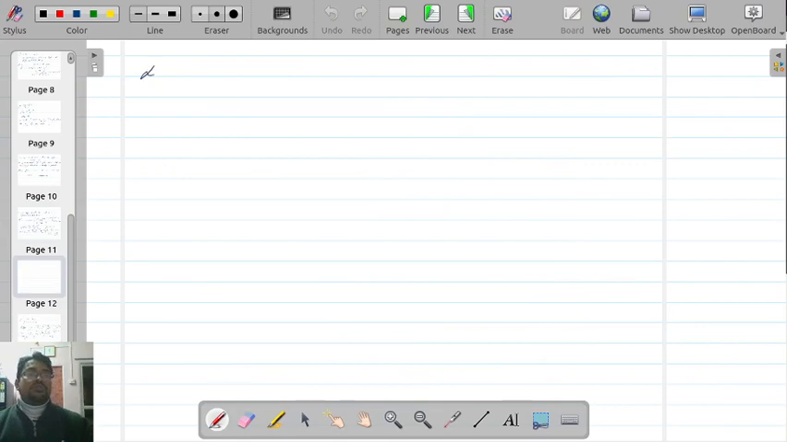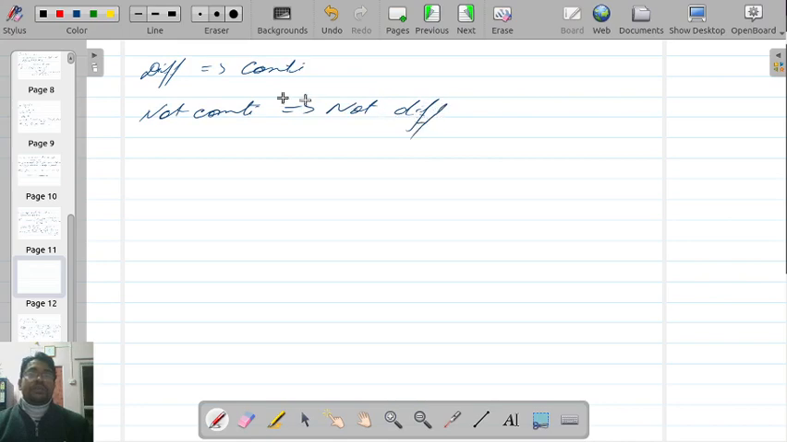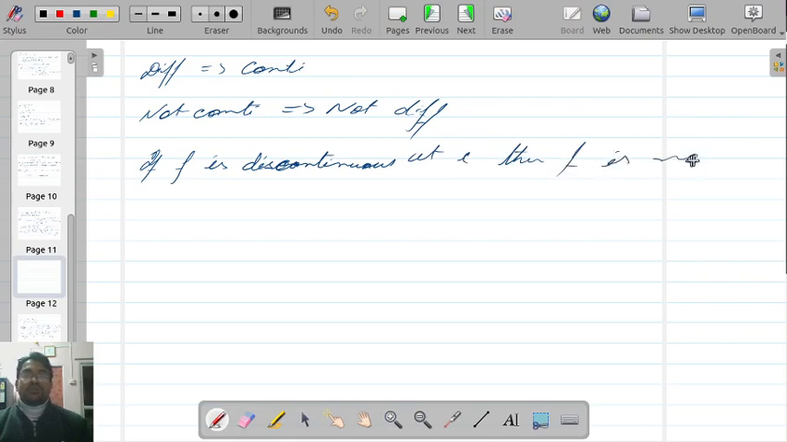So one thing you observe is that differentiability implies continuity. So if we talk of the contrapositive statement, we can say that not continuity implies not differentiability. Okay, so if a function is discontinuous at a point C, then we can safely say that it is not differentiable at the point C. So if f is discontinuous at C, then f is not differentiable at C. Okay, if it is discontinuous, then directly we can say that it's not differentiable at C.